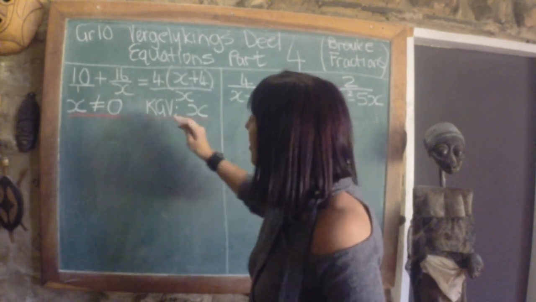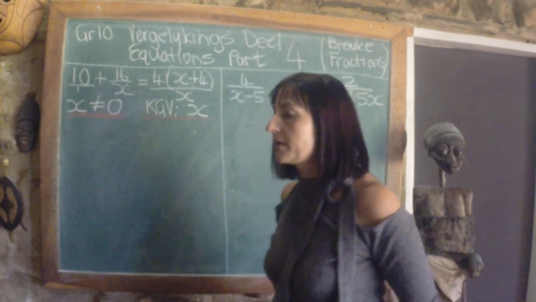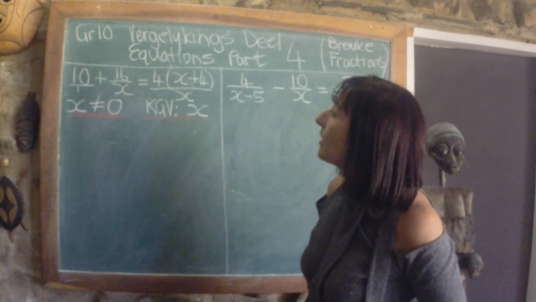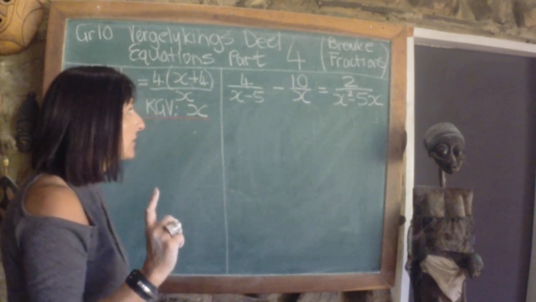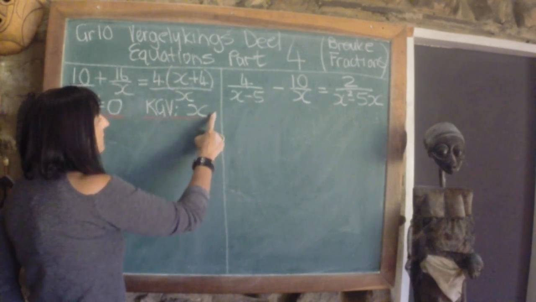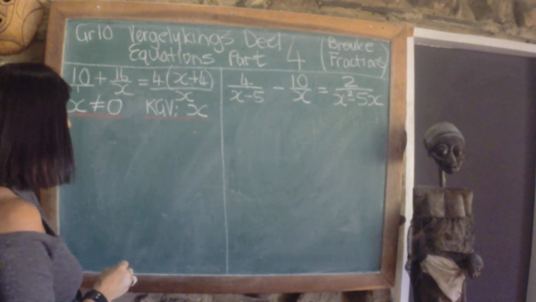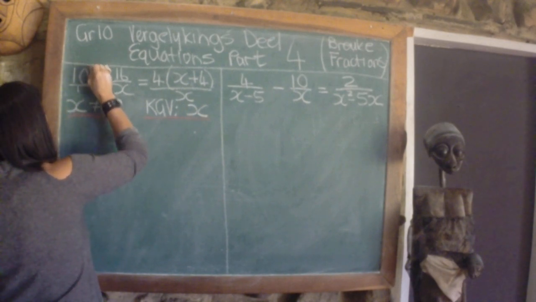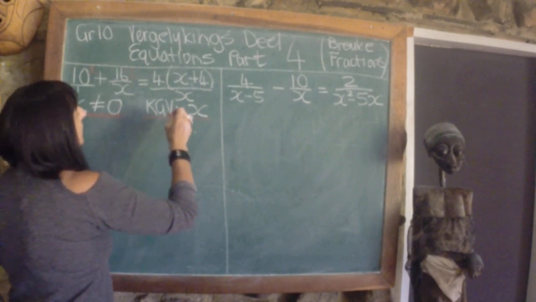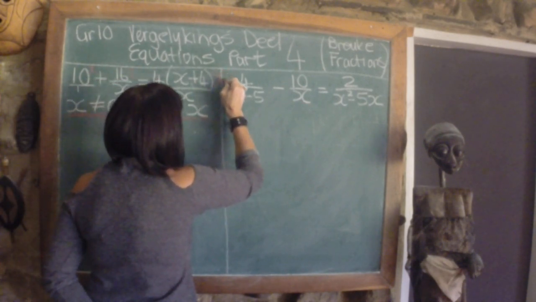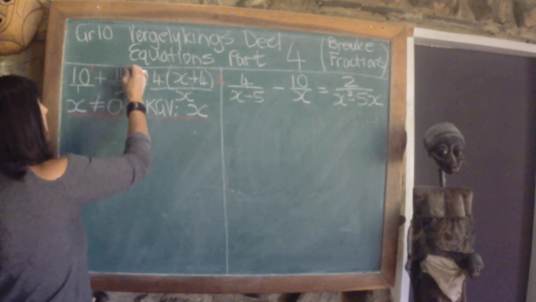So wanneer ek nou my KGV en my moontlike ongedefinieerdheid neergeskryf het, kan ek begin om my vergelyking op te los. Wat ek nou gaan doen, en dis baie belangrik graad 10, ek gaan my KGV vat en ek gaan dwarsdeur met my KGV vermenigvuldig. Met ander woorde, ek gaan hier maal met x, ek gaan daar maal met x, en ek gaan ook daar maal met x. So when I do that, see what happens.